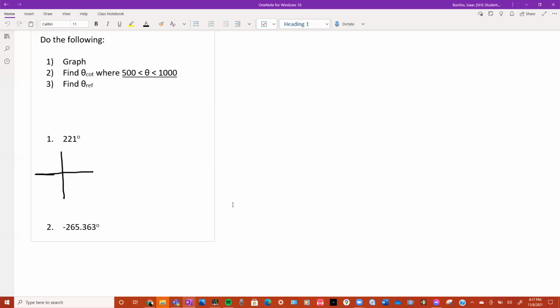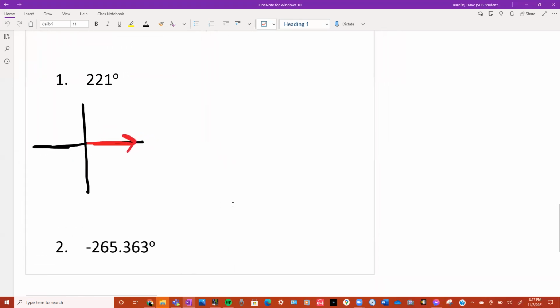Assuming it's in standard position, the initial side starts here. Let me zoom this in a little bit. This would be 90 degrees. This would be 180 degrees. This would be 270 degrees. So it's in between 180 and 270 degrees, so the other side of the angle is going to have to be right there. Is it closer to 180 or 270? A little bit closer to 180, but mostly kind of in the middle. So it's going to be like that. And since it's positive, it's a counterclockwise angle. So that was pretty simple.